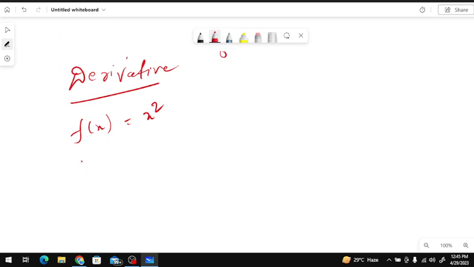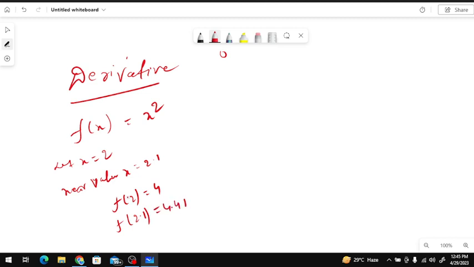So if I write here, let's say x is 2, and a nearby value, x is 2.1. Now if I put them in, f(2) should be 4, and f(2.1) should be 4.41. So the line passing through these 2 points has a slope of 4.1. So let's see how to do this.